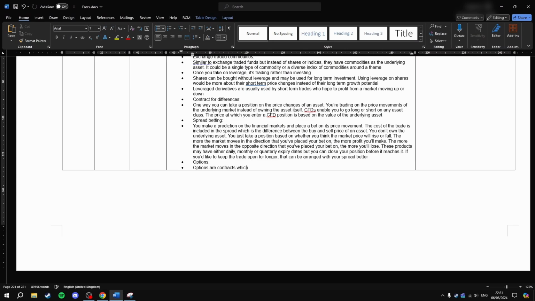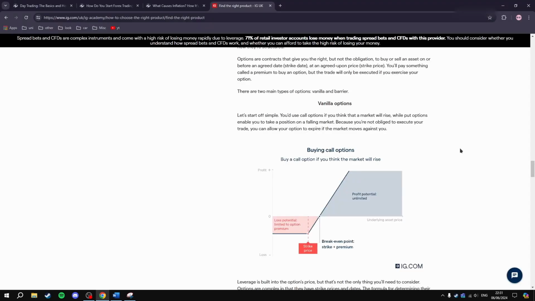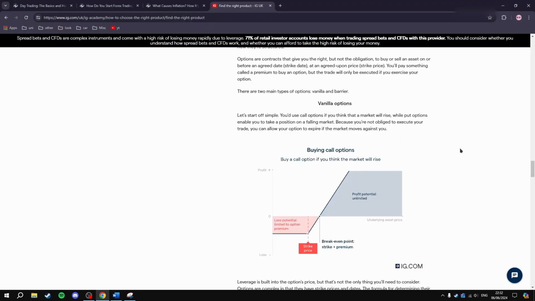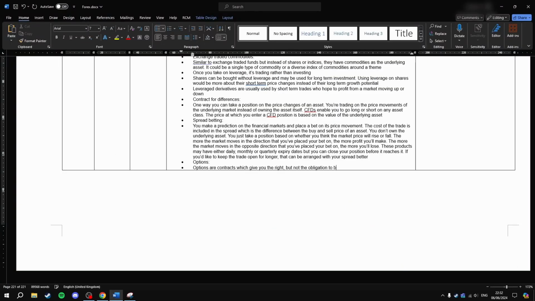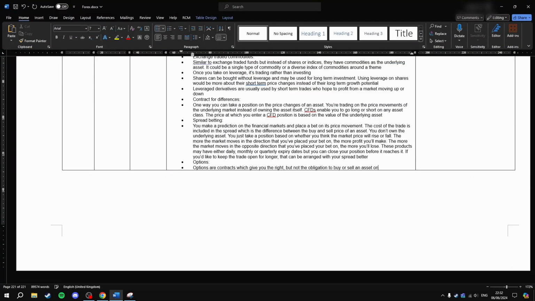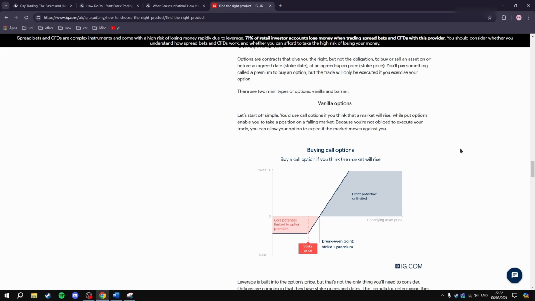So, options are contracts which give you the right, but not the obligation, so you don't have to do it, to buy or sell an asset on or before an agreed date, at an agreed upon price.